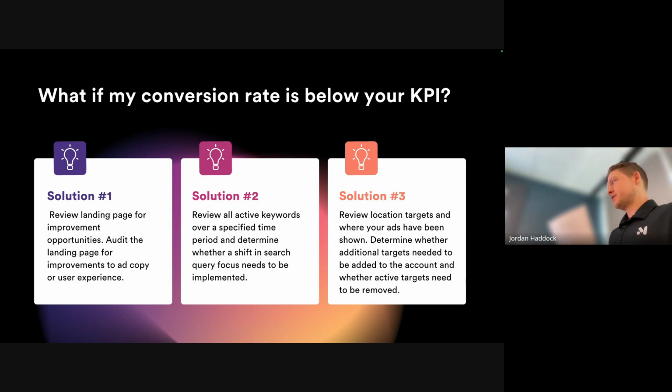We might want to shift search query focus if that needs to be implemented because conversion rate is below the KPI. In this case, if there were 3 or 4 keywords that maybe were converting, but only at a 2.5% rate, and we're trying to get to 5%, we might consider pausing those keywords to then shift the focus towards higher converting keywords in general.